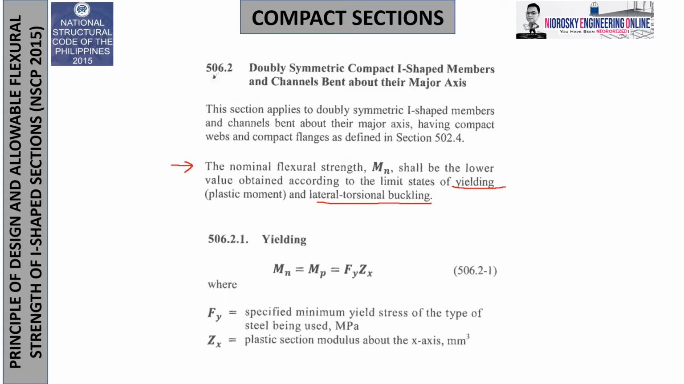So, sa yielding, 506.2.1, very popular na sa atin ito na nagagamit natin before in the past video lecture. So, M sub N is equal to M sub P equals F sub Y Z sub X. So, tandaan po natin, yung pinakamaliit po ang pipiliin natin as mentioned here, the lower. So, alam na natin kung paano kinocompute ito. At saka usually, kapag may AISC database ka naman, you just get this value on that particular table. So, medyo madali na. Yung F sub Y, titingnan mo na lang anong steel grade yung ginagamit. Already discussed in my past video lecture, ano yung mga available values sa F sub Y at F sub U, depende kung anong ASTM specs yung gagamitin.